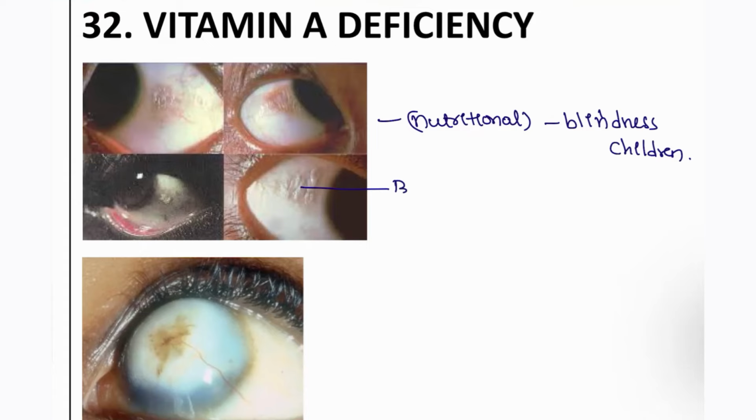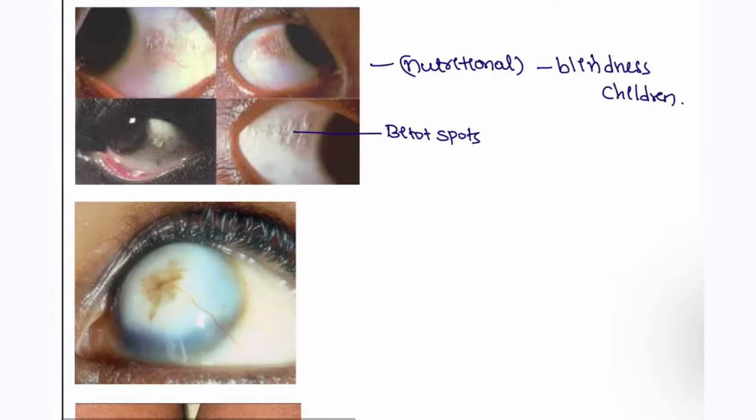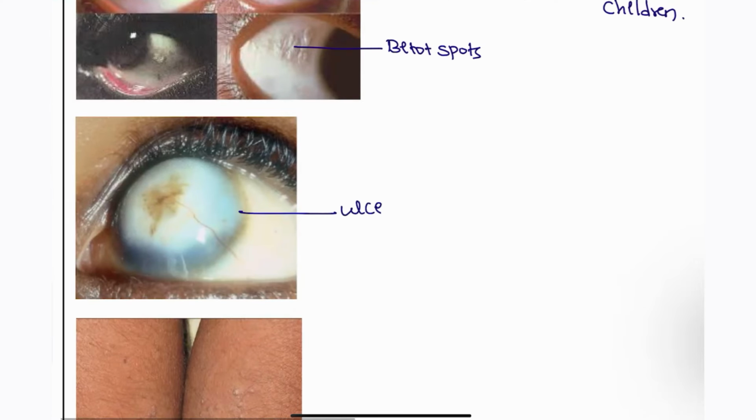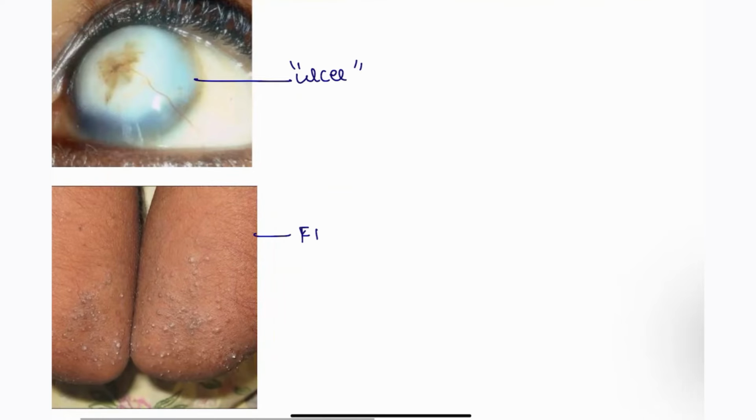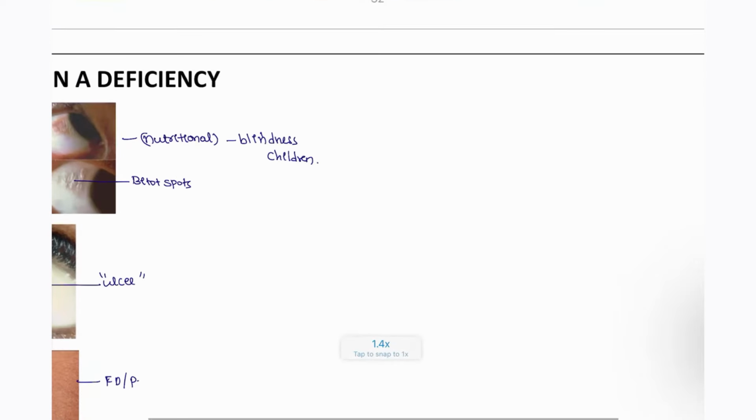What are these spots, guys? These spots are known as Bitot spots, and if left untreated, this is going to cause ulceration. And there is follicular dermatitis, also known as phrynoderma, right? But the staging that you have to remember, xerophthalmia staging, that can be asked in the examination.